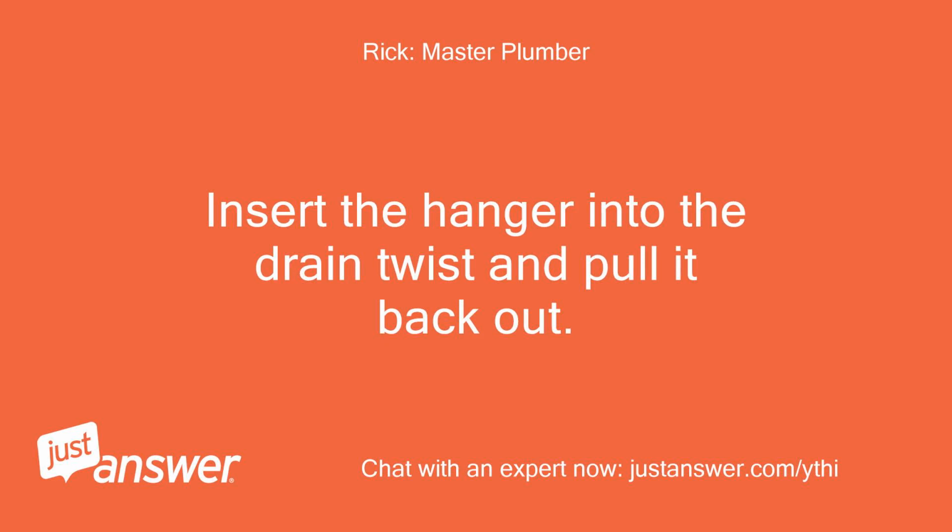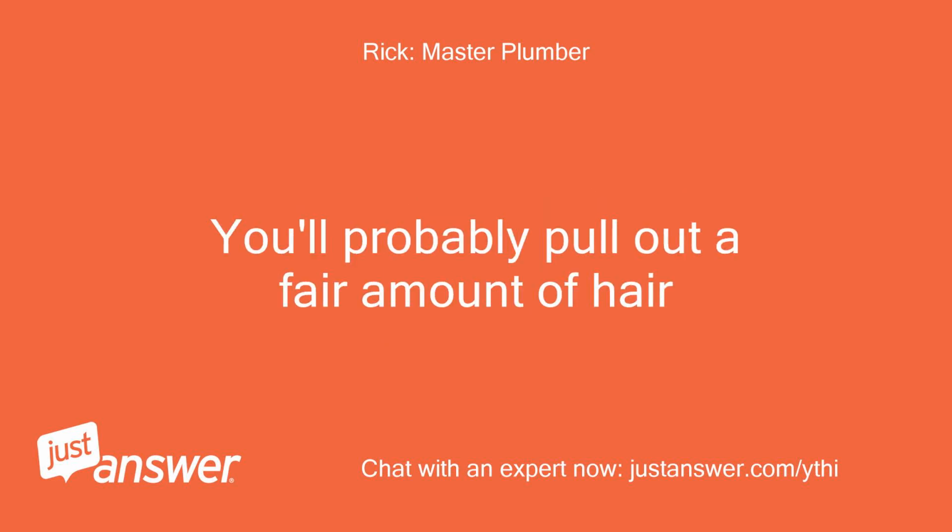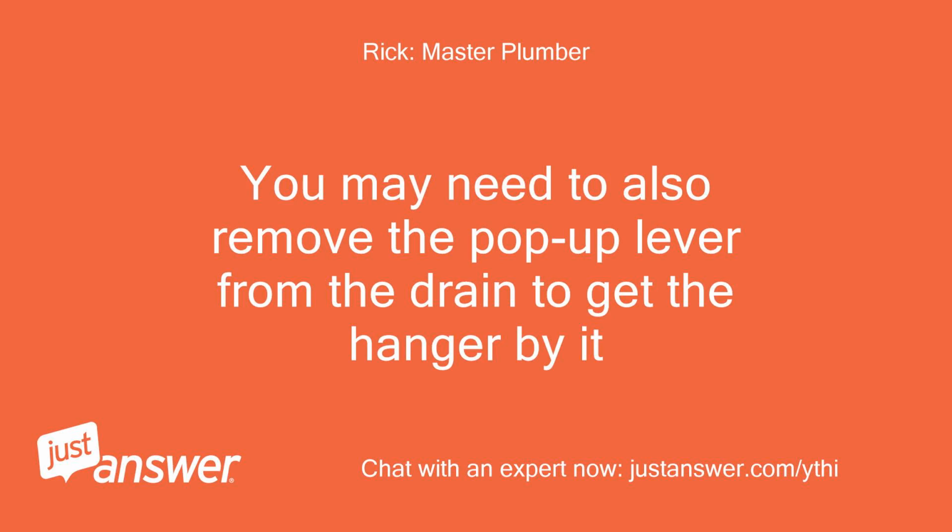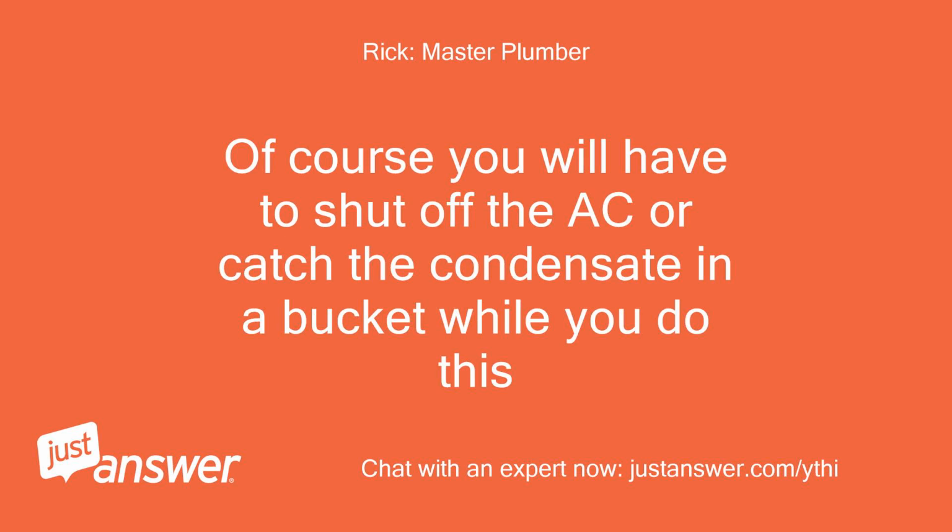Insert the hanger into the drain, twist and pull it back out. You'll probably pull out a fair amount of hair. You may need to also remove the pop-up lever from the drain to get the hanger by it. Of course, you will have to shut off the AC or catch the condensate in a bucket while you do this.